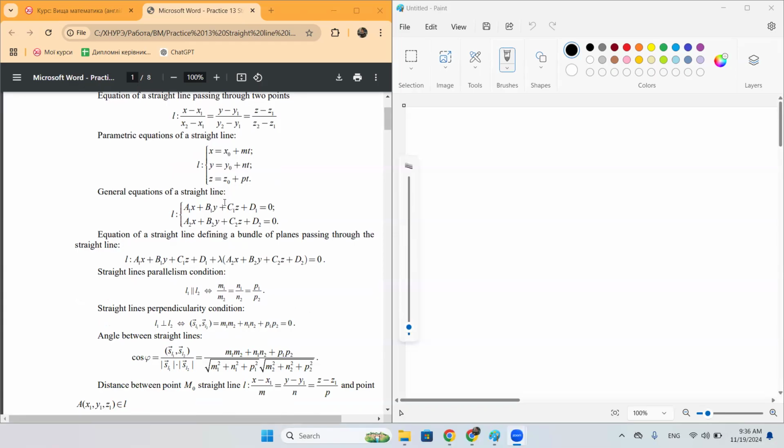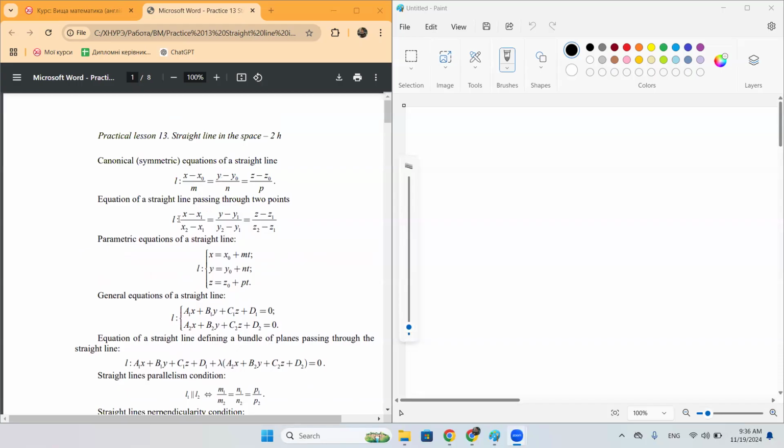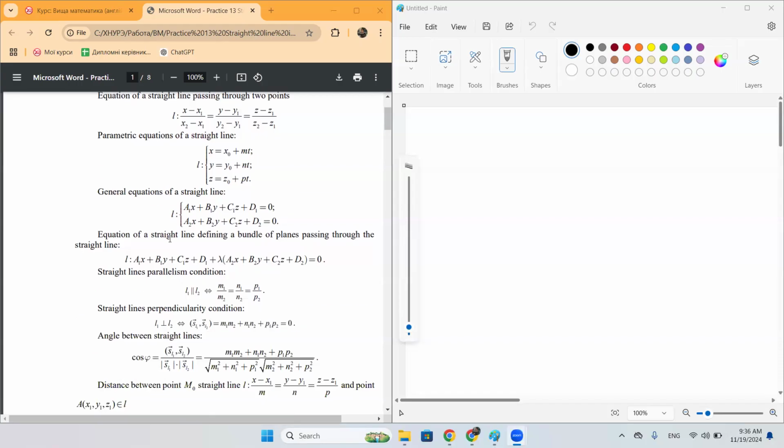Then the general equation of a straight line is the following. So you know that two non-parallel planes always intersect, if planes are not parallel, they intersect, and they intersect by a straight line. So this is the general form of the straight line equation, so two intersecting planes, and other forms can be received from it.